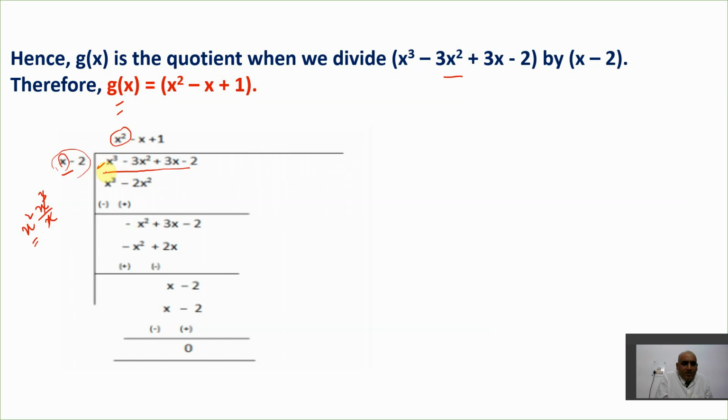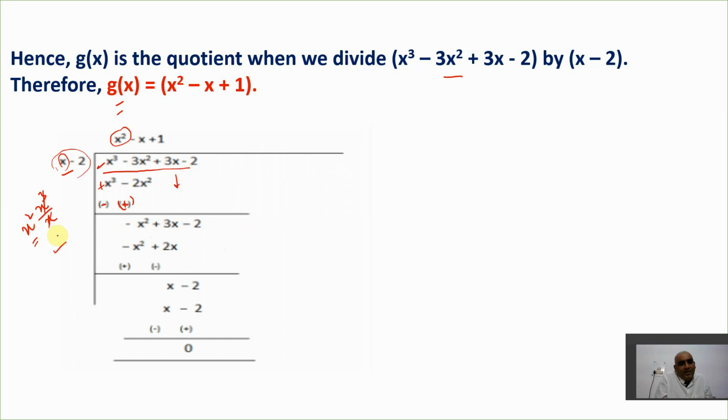You just have to change the sign. Plus sign becomes minus, minus sign becomes plus. Then x cube cancels out. The next terms won't cancel because minus 3 and minus 2 are not the same number. So it is minus 3x square plus 2x square, which becomes minus x square. The remaining is minus x square plus 3x minus 2, and in the same way the whole process is completed.